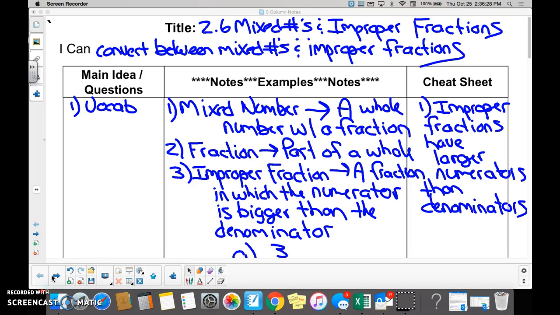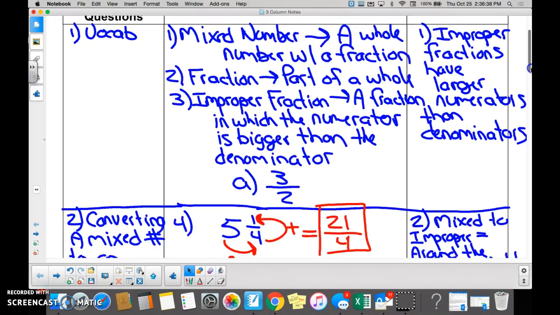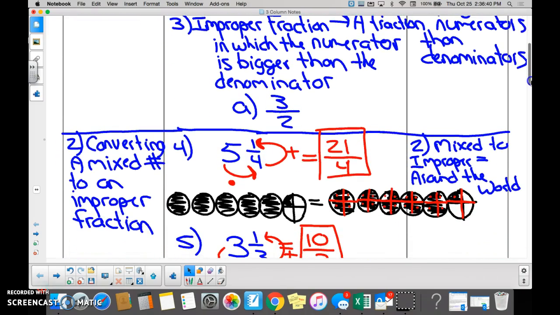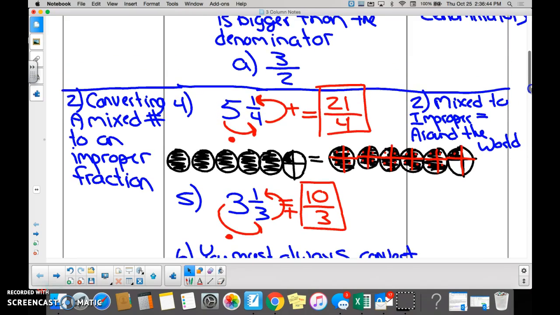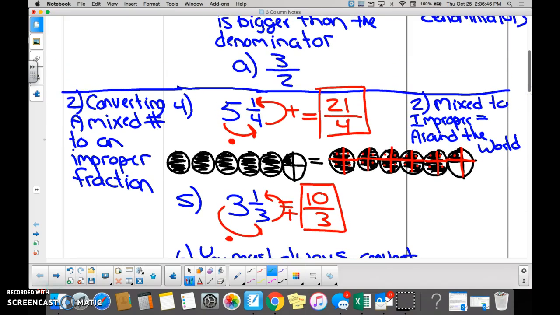Mixed numbers have a whole number and part of a whole. Improper fractions have a numerator bigger than the denominator, which makes them improper.